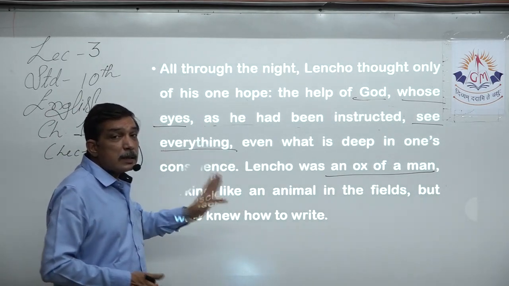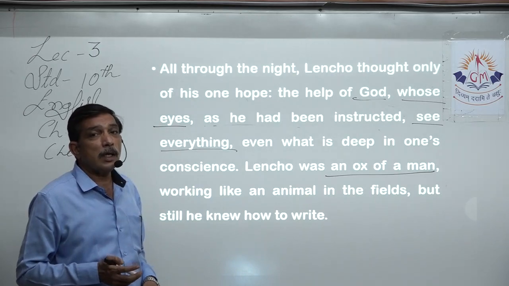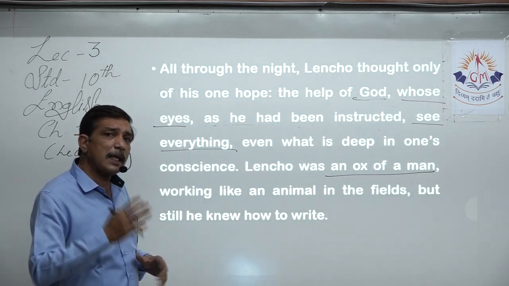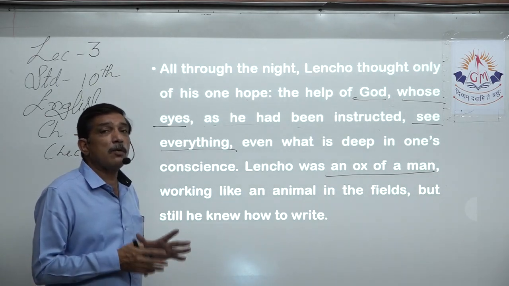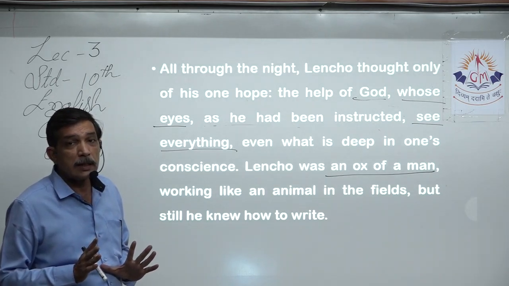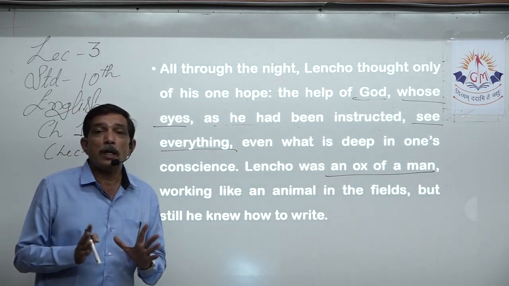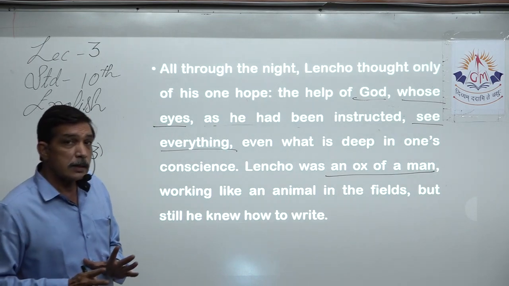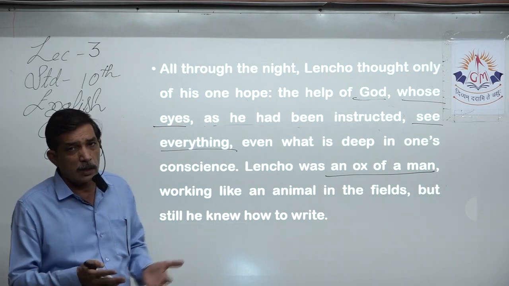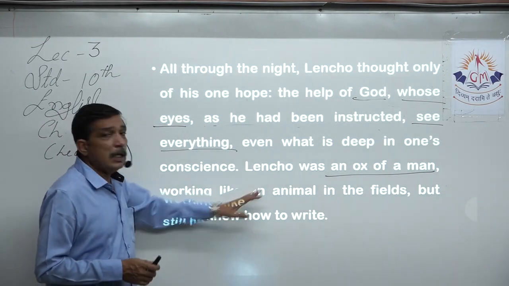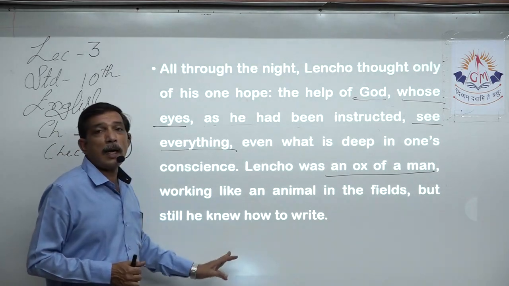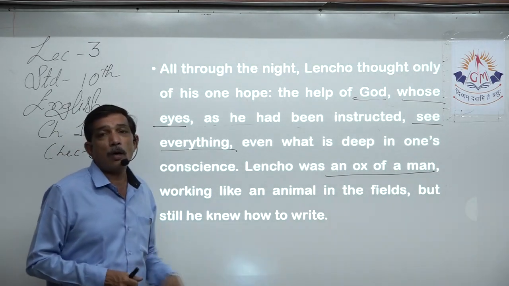So this is a very beautiful comparison done over here: you can compare Lencho with an ox because he works like that in the field. But he was also a learned man. He knew how to read and write. That is quite a good thing for Lencho. That means he was a self-educated man. We are not told about that. Maybe he got an education when he was a child, but even though working like an ox in the field, he still had an education and he knew how to write.